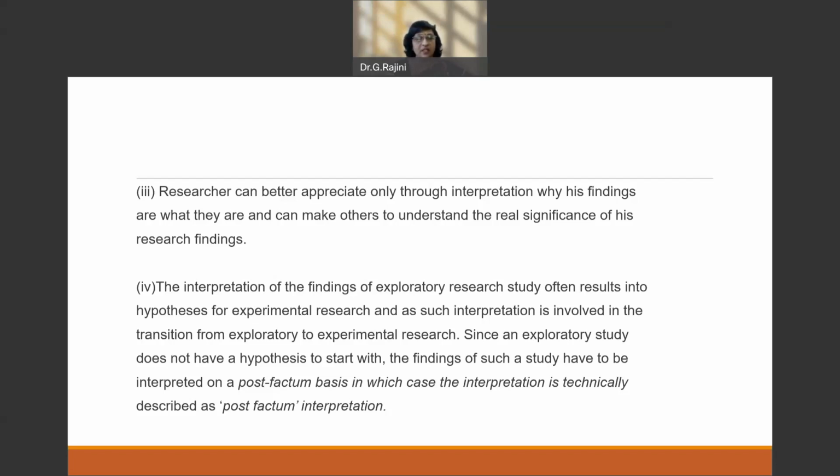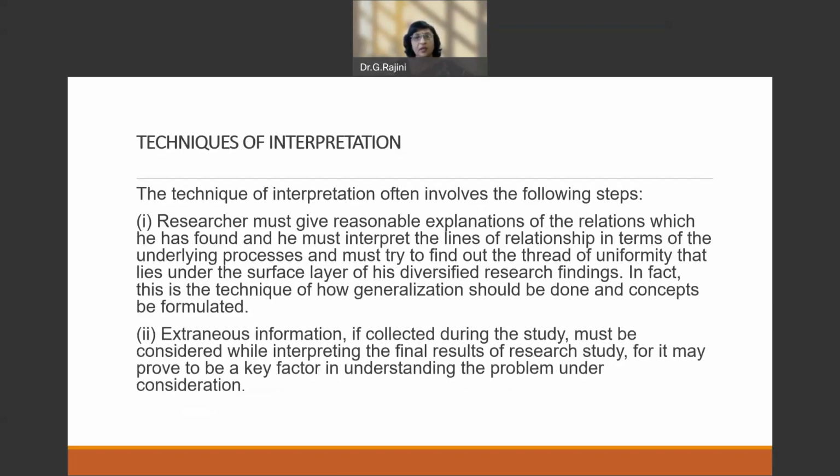Since an exploratory study does not have a hypothesis to start with, the findings of such a study have to be interpreted on a post factum basis, in which case the interpretation is technically described as post factum interpretation. Now here come the techniques of interpretation, which involve these steps. The researcher must be able to give a reasonable explanation of the relationships which he has found between the variables of study. He must interpret the lines of relationship in terms of the underlying process.